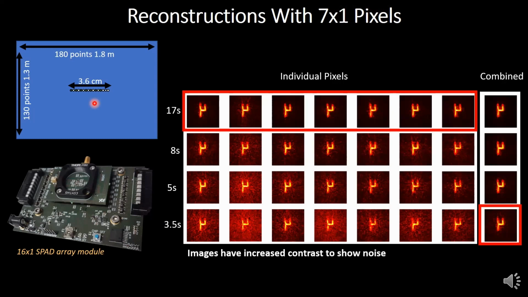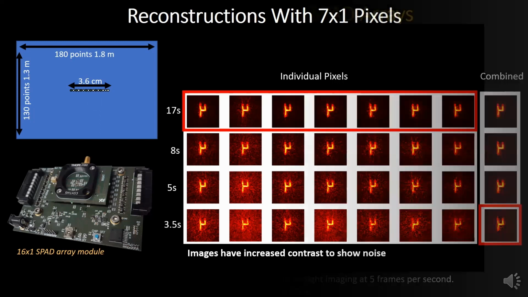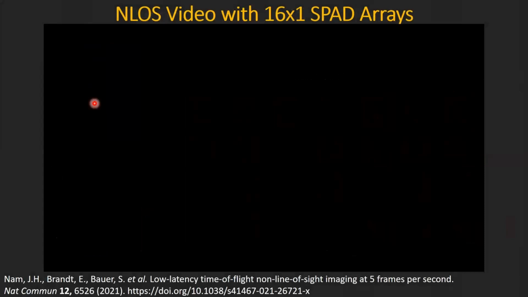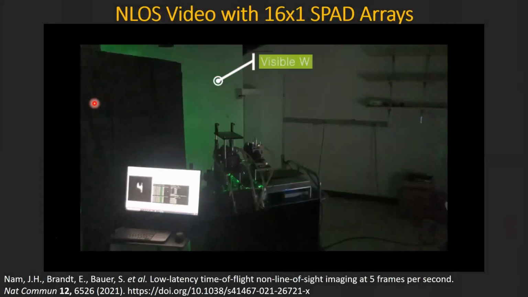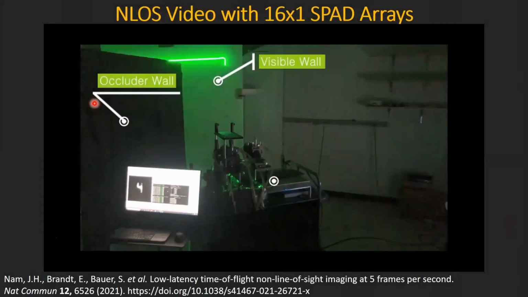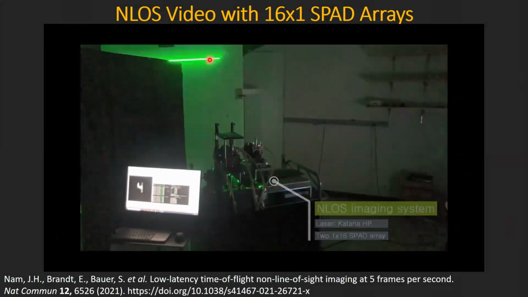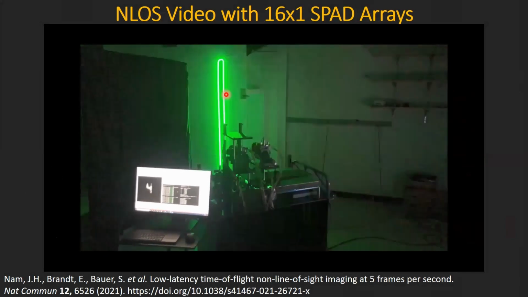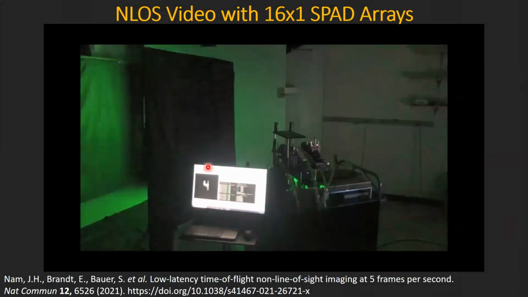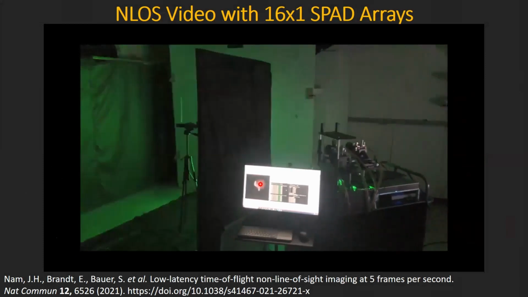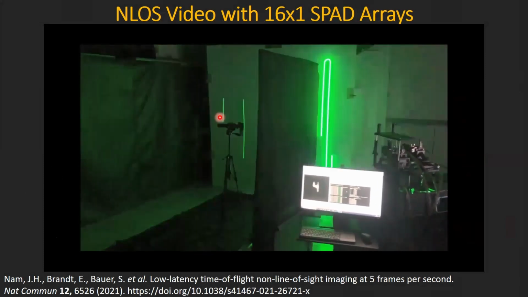We also did some improvements on the reconstruction to be able to deal with a little more noise. And then we were able to do this in real time at 5 frames per second. That's a video of this recent paper that we did this year. So this is now the imaging system in operation, scanning the relay wall. This is a laser here. It's a green laser. And on the computer, you see the live reconstruction of the hidden scene, right? And this letter 4 is in the hidden scene.